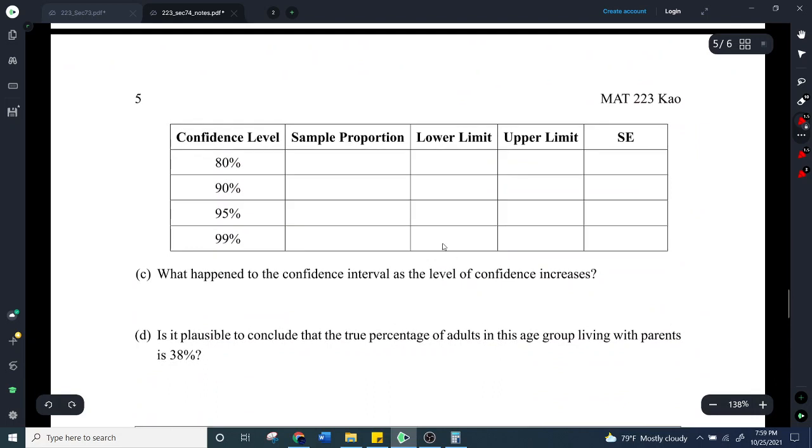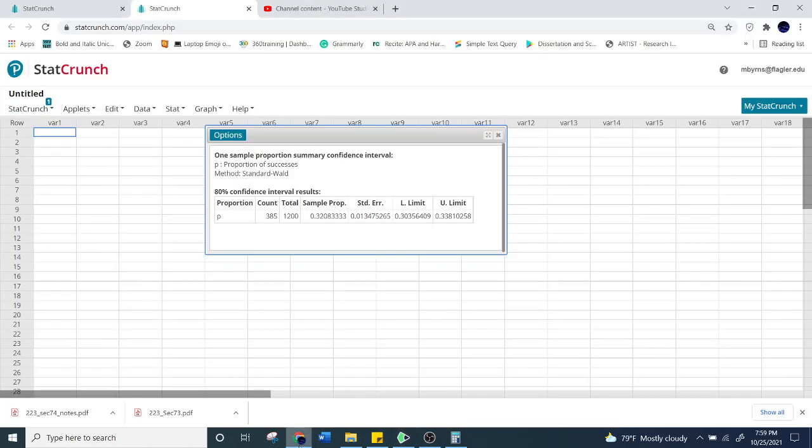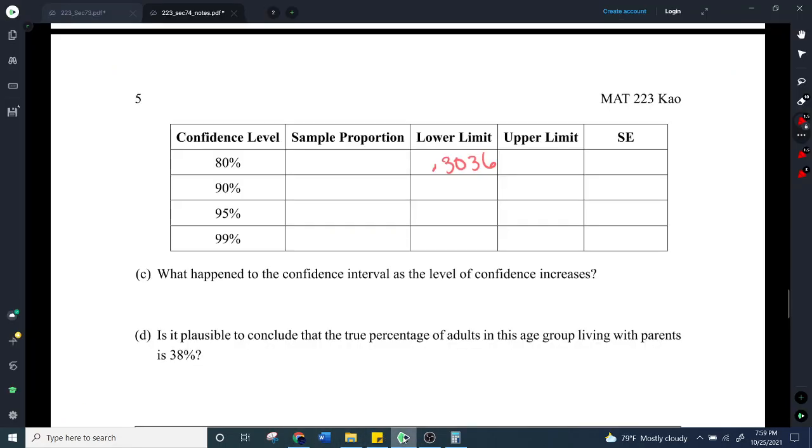So let's go to our table here. I'm going to come back to the rest of this. My lower limit for the first one is 0.30, I think it was 36. I forgot what it was already. Let me go back to it. Here it is. 0.3036. And then my upper limit is 0.3381.